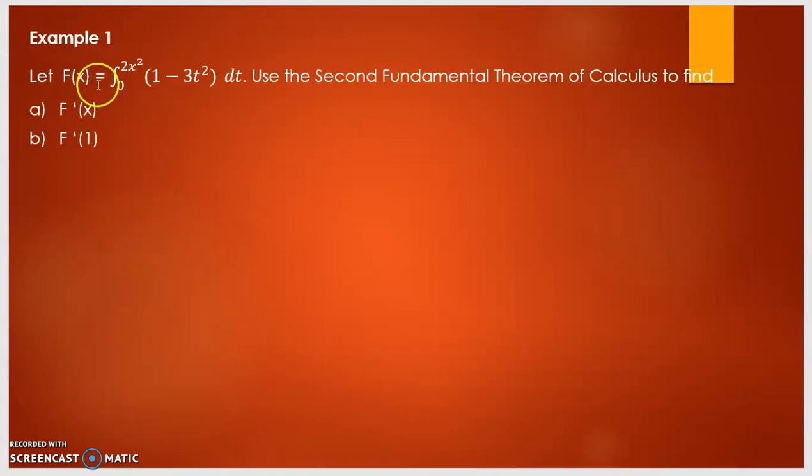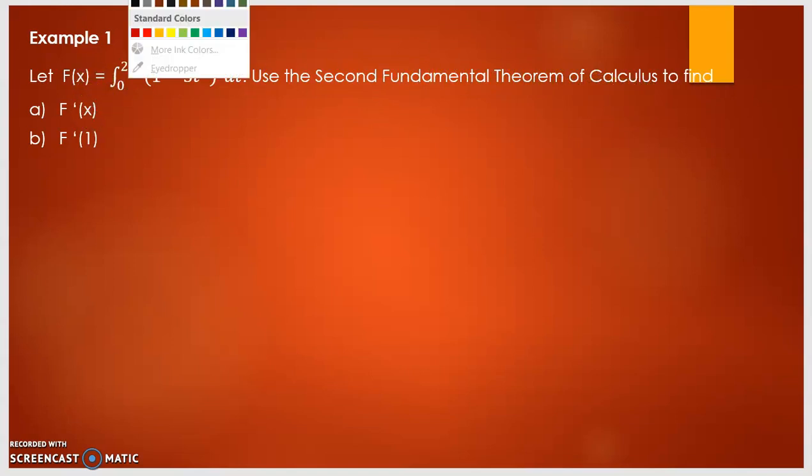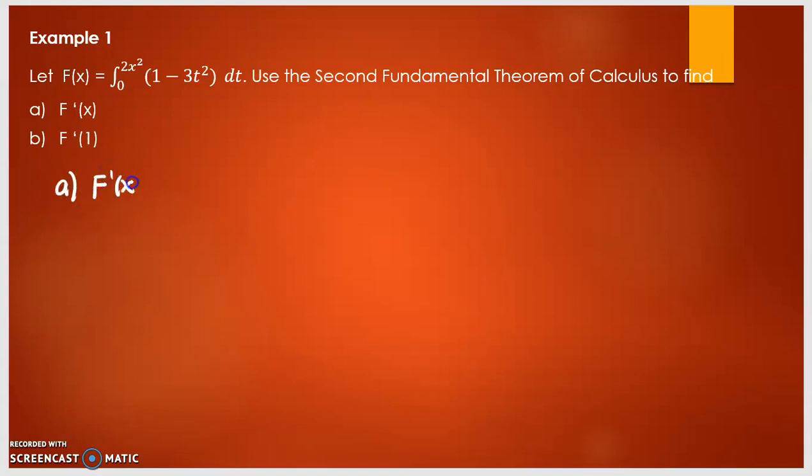Let's say F(x) is equal to the integration from 0 to 2x squared of the function 1 minus 3t squared with respect to t. Use the second fundamental theorem of calculus to find F'(x). So we all know that F'(x) is equal to substituting g(x) into the function f and then differentiating g(x). Based on this integral, here is our g(x). So we will substitute into this function.